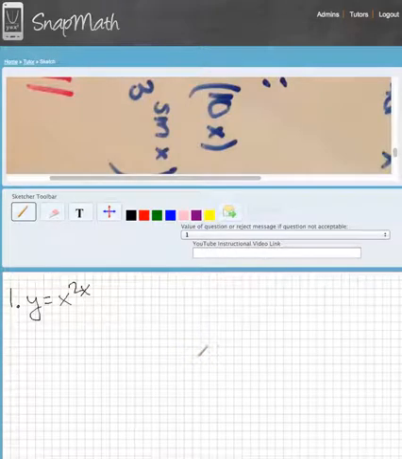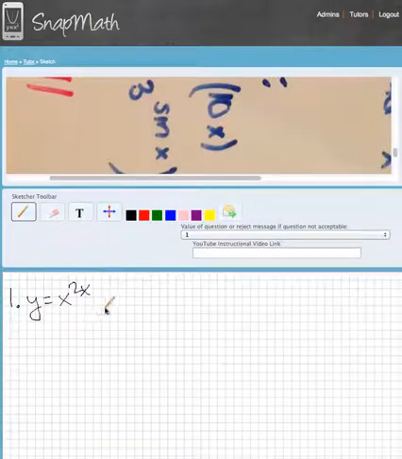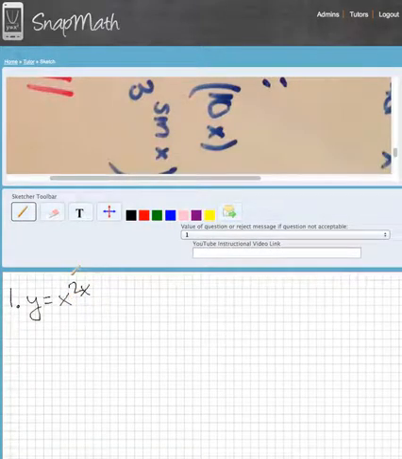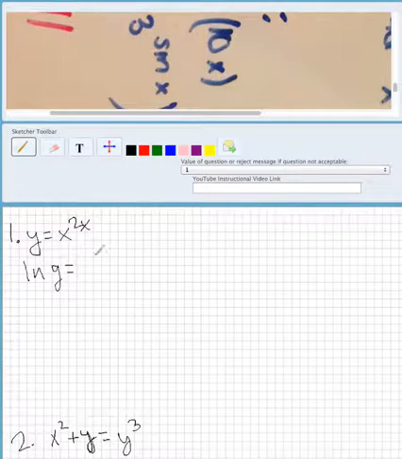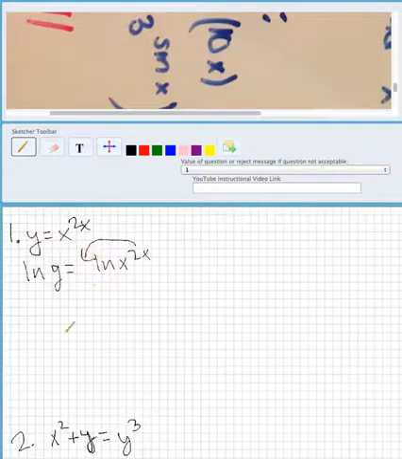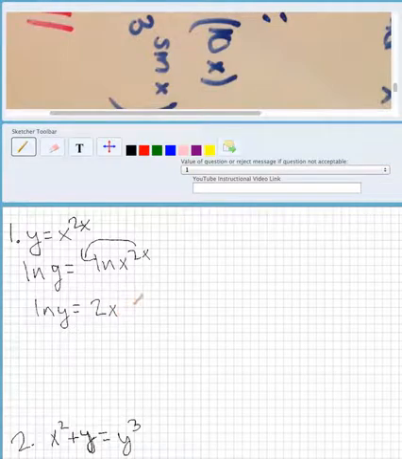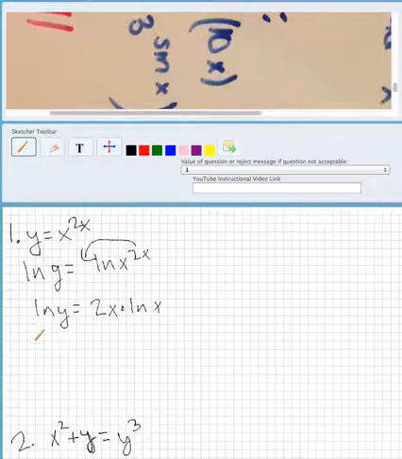Kayla again. So here on this first equation, we can't actually take the derivative of a variable raised to another variable. So what we have to do is take the natural log of both sides. So the natural log of y equals the natural log of x to the 2x. So you can bring down the exponent. So it's now the natural log of y equals 2x times the natural log of x. And then we're going to implicitly differentiate.